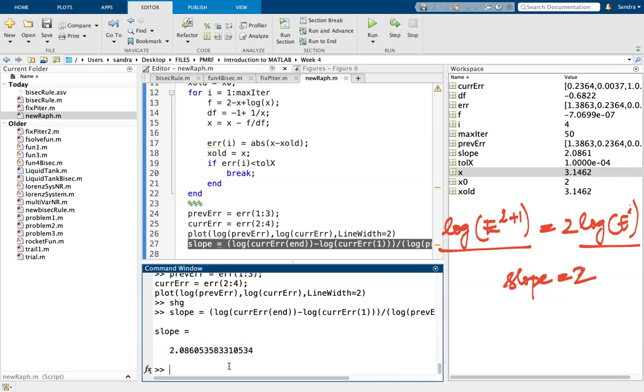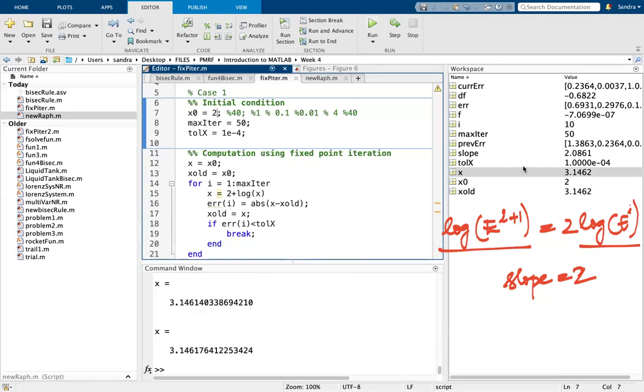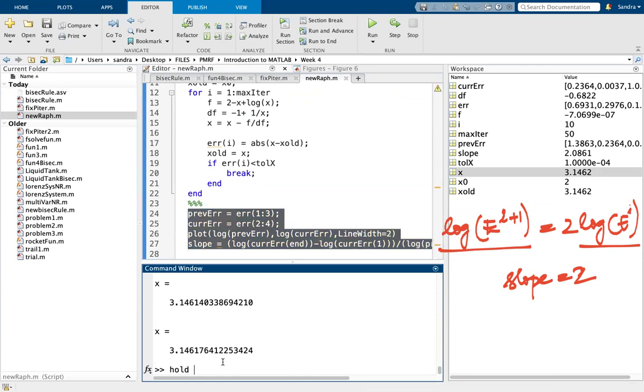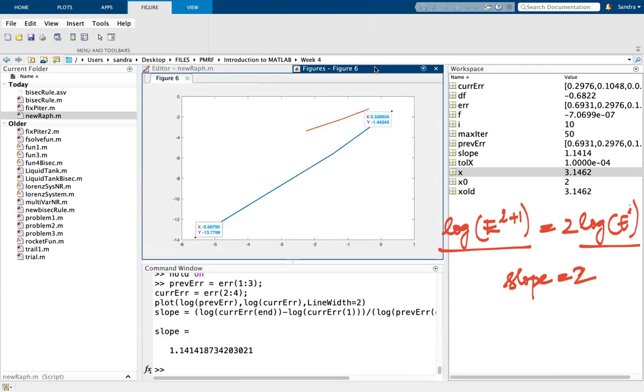Now the same thing, if I do it for the fixed point iteration. We'll do that also, just give me a second. For the fixed point iteration, here also I have errors. So I'll run this fixed point iteration once again. Now I've got a different error, since I've run it for like 10 iterations. Now I'll write hold on to keep the same plot and I'll run this. This is the error that I get for the fixed point iteration.